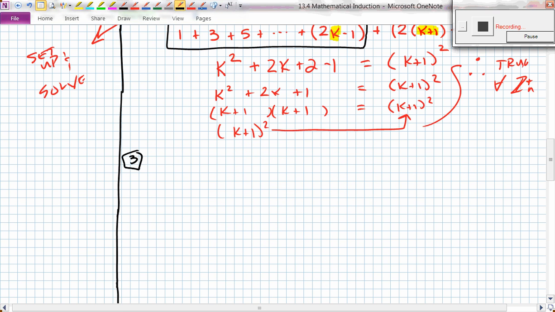So, let's prove that this is true. Let's prove 3 plus 6 plus 9 plus and so on, plus 3n is the same thing as 3 halves n times n plus 1.